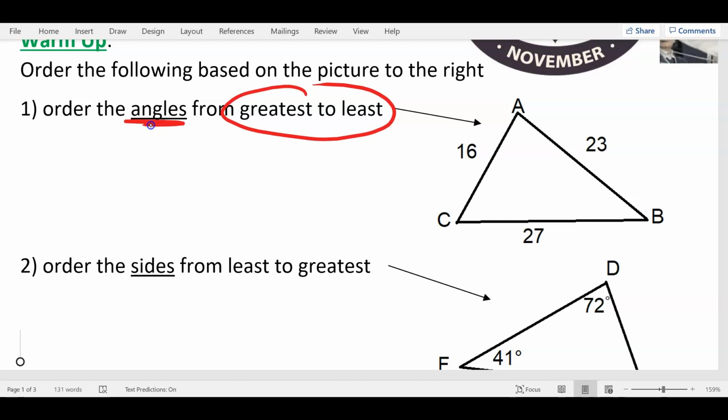Now, do we have any angles labeled on the inside here? No. Like yesterday's notes, you're going to look at the sides and go across the triangle, okay? Remember that word yesterday we couldn't think of? Across is the word. What's across? So let's go to the greatest side. Which side length is the greatest?